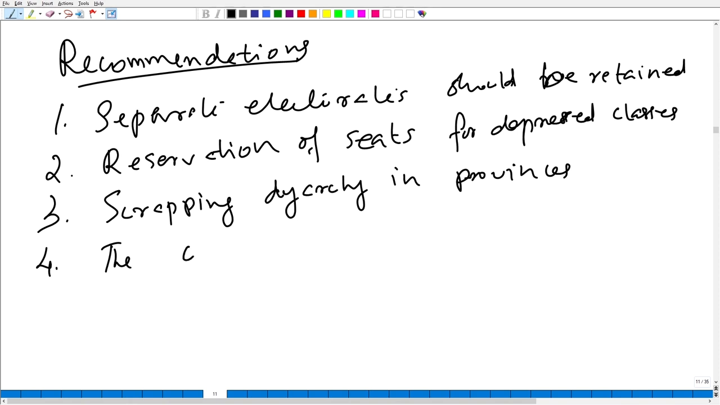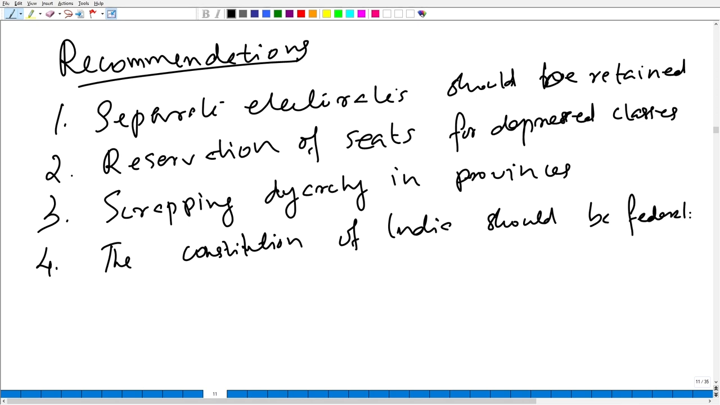The constitution should be federal. The future constitution of India should be federal. What do you mean by federal? In a federal constitution, the powers of the central government and provincial governments are divided through the constitution. In a unitary constitution, all powers are concentrated in the hands of the central government. Simon Commission recommended that the character of the constitution going to be introduced in India should be federal. That is, the powers between the central government and the provincial government should be divided by the constitution itself.